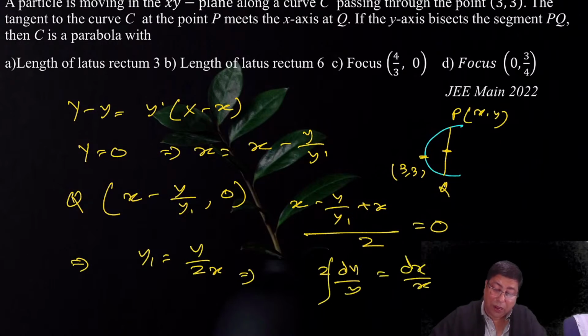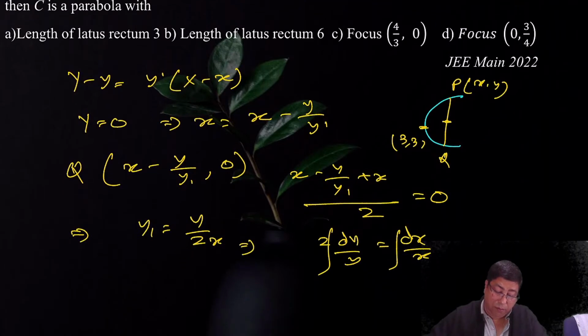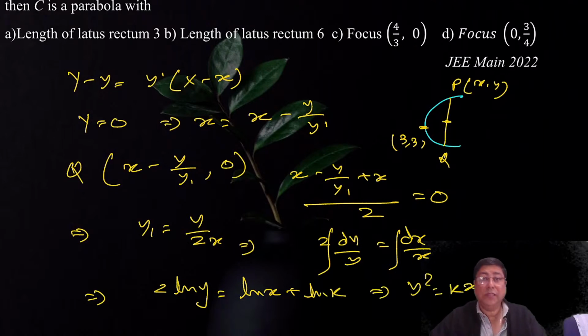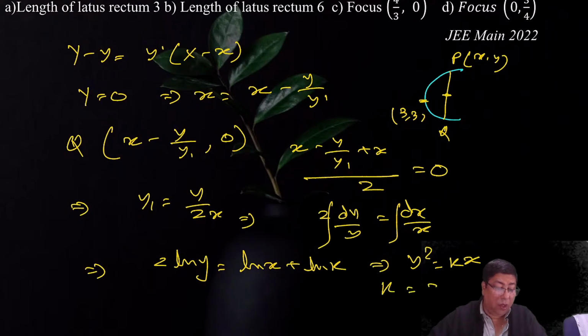If we just integrate, let us solve this by the integration formula. So 2 log y equal to log x plus log k. Therefore y square equal to kx. It passes through the point (3, 3). So instead of x and y, if we put 3, 3, we are getting k equal to 3. Therefore the curve C is what? y square equal to 3x. So latus rectum is 3.